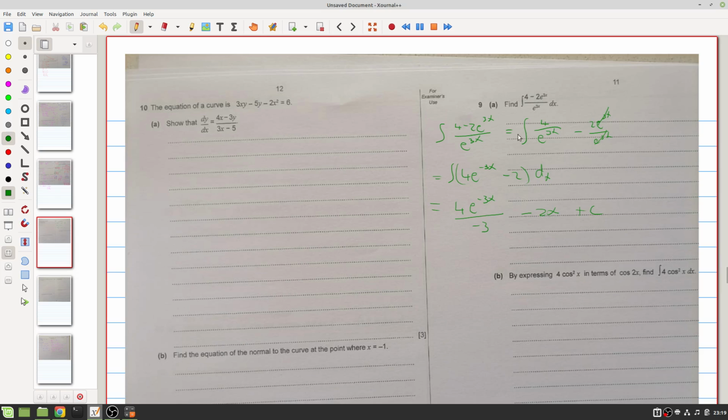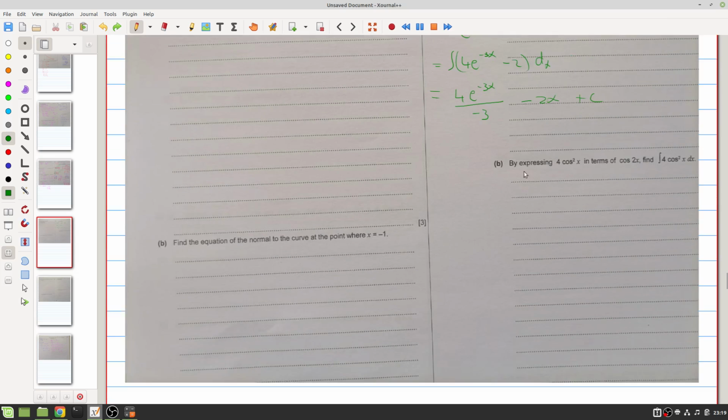If you don't have any specific values that you want to integrate from, like 1 to 2 or something, just remember to add your plus c at the end. This looks fine. There's no obvious simplification to do here, so that's probably fine.